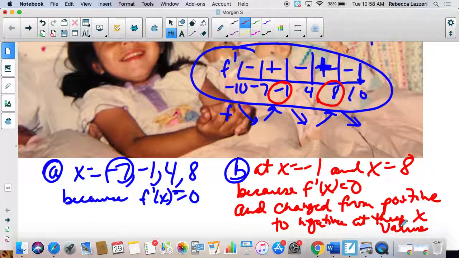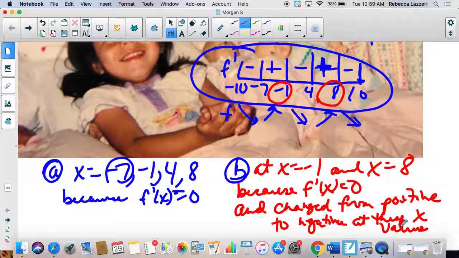So make sure you're very clear. I might even reiterate, because my derivative is 0 and because f prime changed. One thing you have to establish is why you're even looking at it, okay? Your derivative was 0, so it maxed out, and your derivative changed from positive to negative.